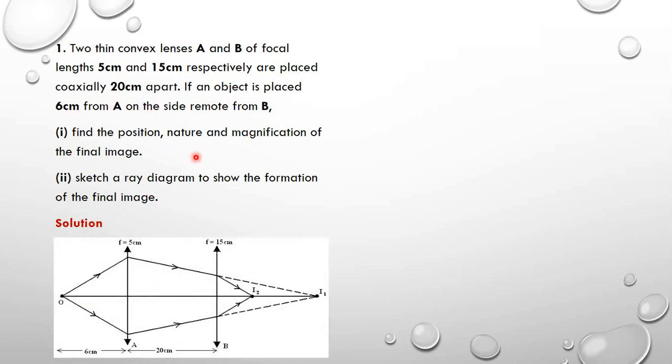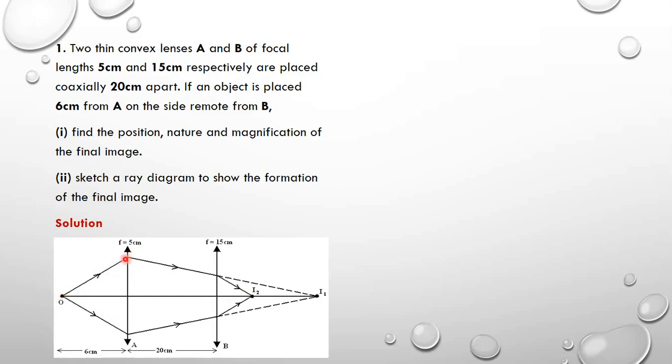So after drawing these two lenses, we are going to place our object 6 centimeters from A on the side remote to B. Side remote to B means the side far away from B. So if this is the lens, the object can be this side or this other side, but this side will be nearer to B. So the side remote will be this side, so the object will be here at a distance of 6 centimeters from the lens A.